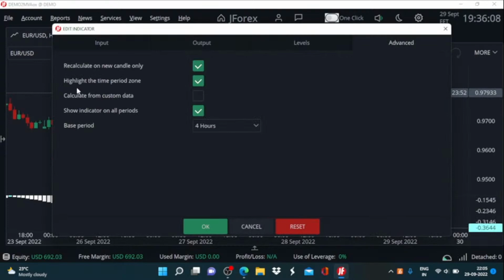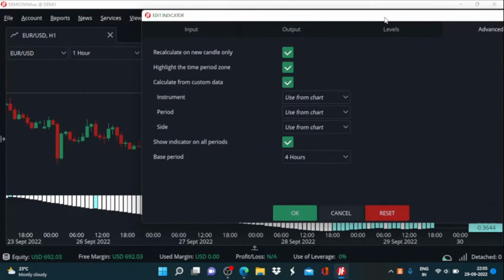Now let's do what we can with the further customization options provided to us. The instrument can be anything from the chart. If you change the chart to, say, USD JPY, or for that matter any other instrument, the plotting for the indicator will be done for that instrument as per that instrument's values. But if you specify that the calculation output should be for Euro USD only, then it will be done only for Euro USD and not for other instruments.